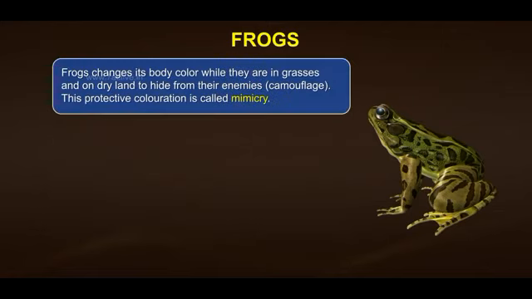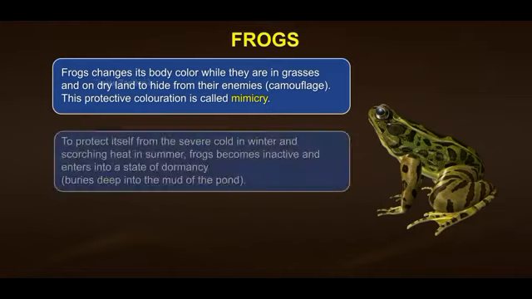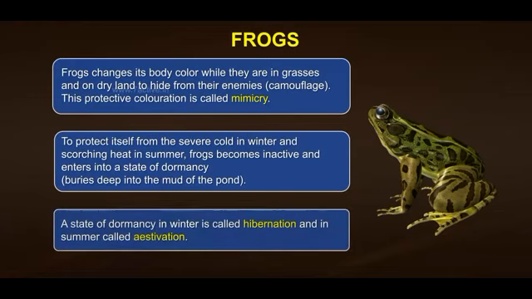Frogs change their body color while they are in grasses and on dry land to hide from their enemies, called camouflage. This protective coloration is called mimicry. To protect itself from the severe cold in winter and scorching heat in summer, the frog becomes inactive and enters into a state of dormancy, burying deep into the mud of the pond. A state of dormancy in winter is called hibernation and in summer is called estivation.